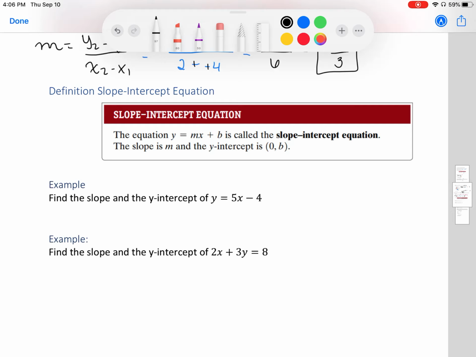Okay, just as our equation says it, the m, the number next to the x, is our slope, and b, the number that doesn't have an x, is our y-intercept. So from here, we can conclude that our m is 5, our slope, and my y-intercept, my b, is -4. So that we can clearly state that our slope is m is equal to 5, and my y-intercept is (0, -4).